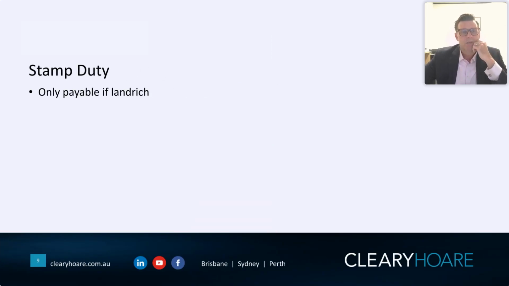In terms of stamp duty, it would only be payable if it is land rich, which we're saying it's not. It only holds business assets, so there wouldn't be any duty payable on the transaction. Not on the slide, but no GST. Shares are a financial supply, so no GST. So effectively, we've been able to achieve a tax neutral transaction.